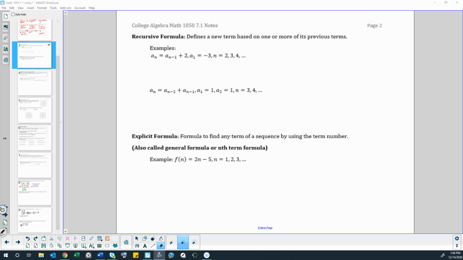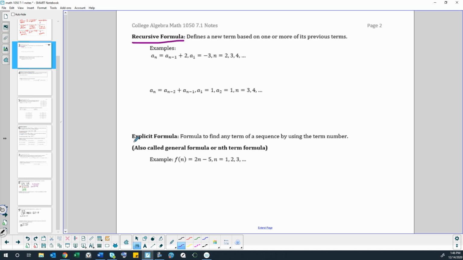Alright, we're in section 7.1 and we're talking about sequences. Before we actually review the definitions and formulas for arithmetic and geometric sequences, let's talk about sequences still in terms of more general things that apply to many sequences, all sequences. Okay, so there's two different types of formulas for sequences.